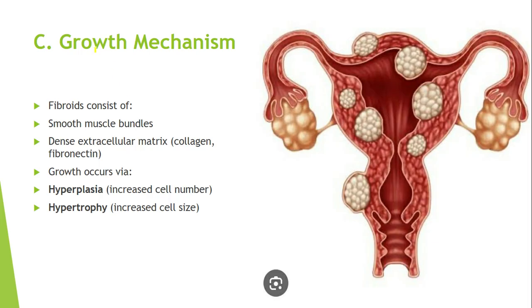So next is growth mechanism. Fibroids consist of smooth muscle bundles, dense extracellular matrix, which is composed of collagen and fibronectin. Growth occurs via hyperplasia, which is increase in the number of cells, or hypertrophy, which is increase in the size of cells.